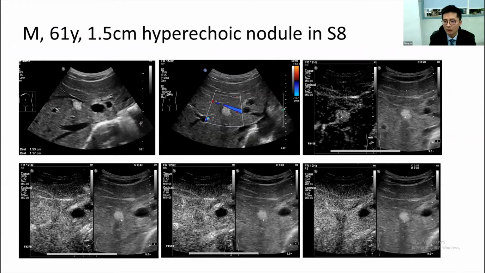In this case, a 61-year-old male patient has a hyperechoic nodule measuring 1.5 centimeters in segment 8, which is homogeneously hyperenhanced in the arterial phase. An early washout was detected within 60 seconds. The lesion was diagnosed as liver metastasis by contrast-enhanced ultrasound and proved to be colorectal carcinoma metastasis by pathology.